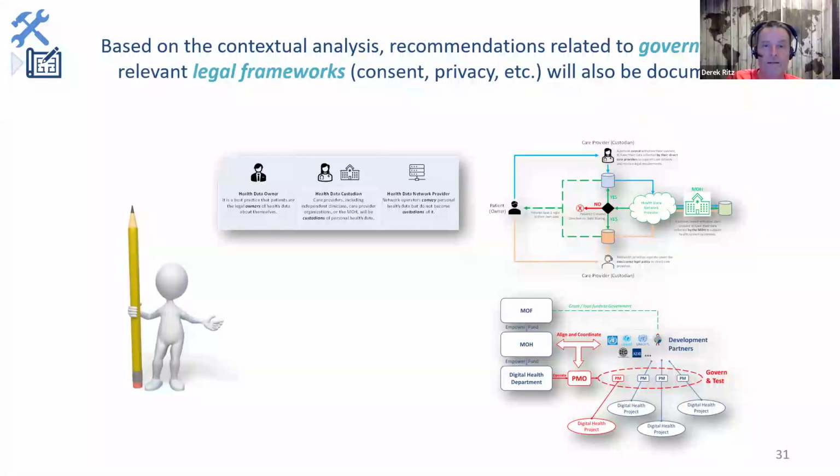But if you can't withdraw your permission to have your data shared, there's no such thing as privacy. So these legal frameworks and this governance aspect has to be in place. And the toolkit has some defaults to help people that aren't well set up in terms of their legal basis to get themselves well set up.